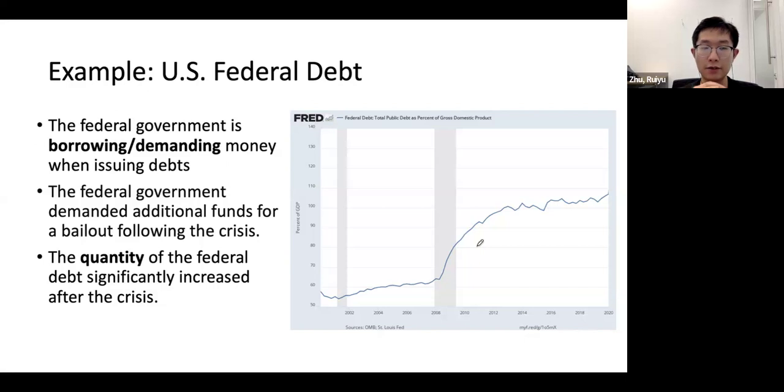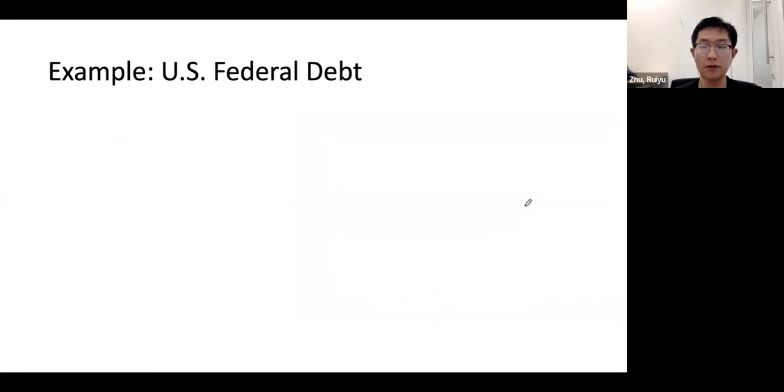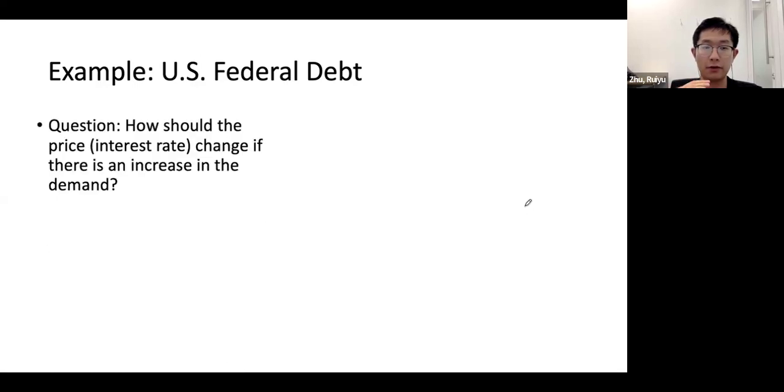Right. So we can see that after the crisis in 2008, the federal government demanded additional funds for a bailout following the crisis. As a result, we can see there's a surge in the quantity of federal debts after the crisis, right? So how do we analyze this fact in our framework? So the question is that if we see an increase in the money demand, right? How will the price, which is interest rate, change?